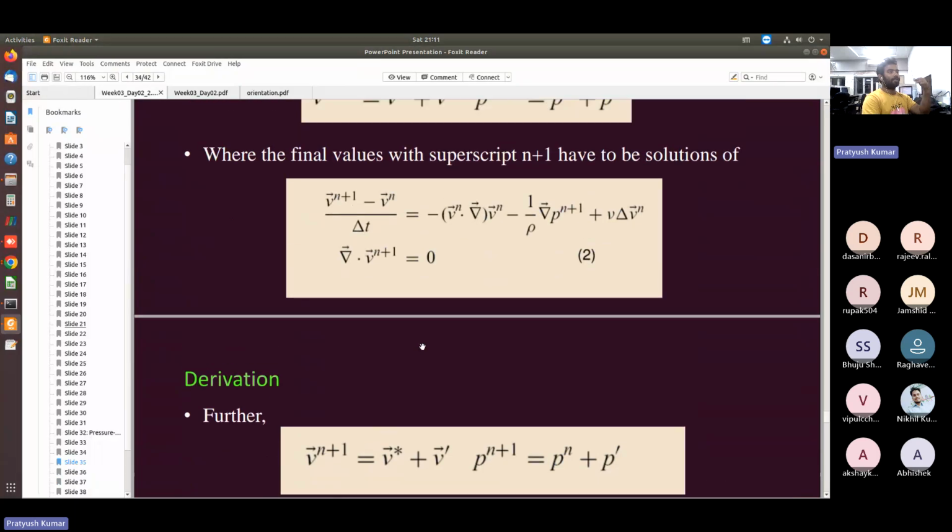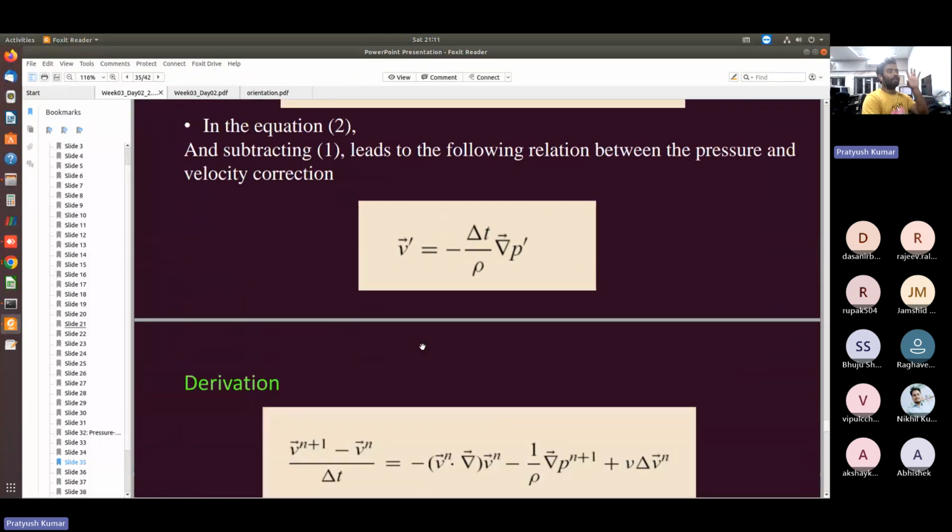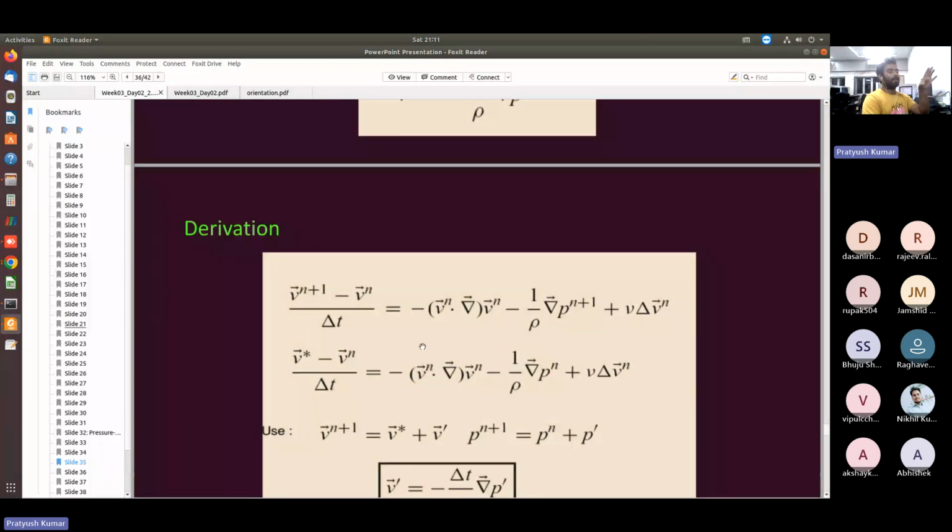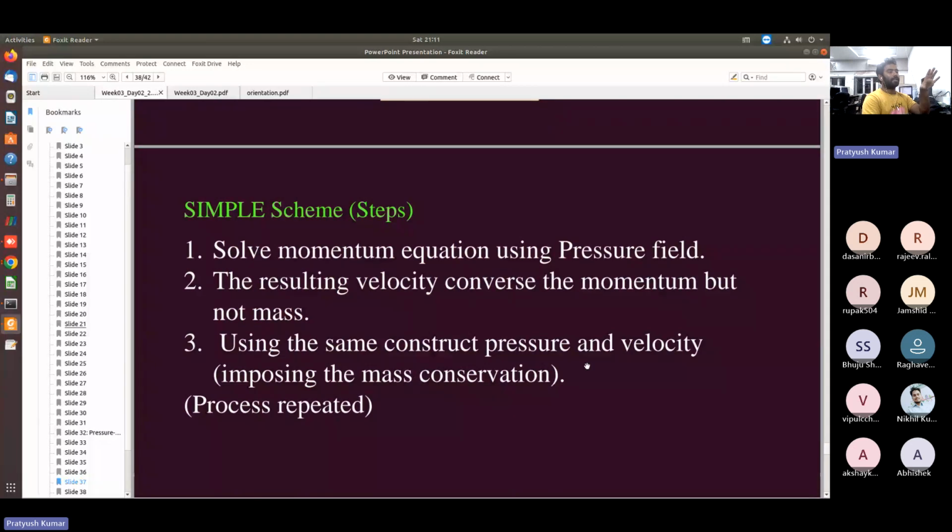So what is the derivation that I've told? For the SIMPLE scheme, if I want to summarize, I can summarize like this. We are starting with the momentum equations, taking all the values from the last iteration, and using those values from the last iteration we are solving the momentum equation, and in that step we are getting the v star value. So the resulting velocity satisfies the momentum but not the mass.